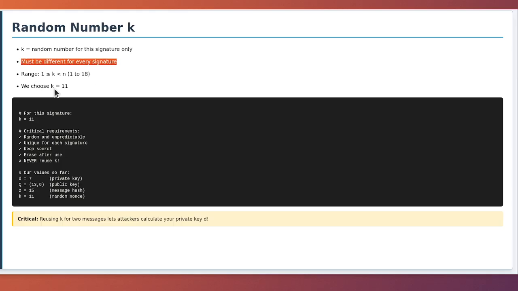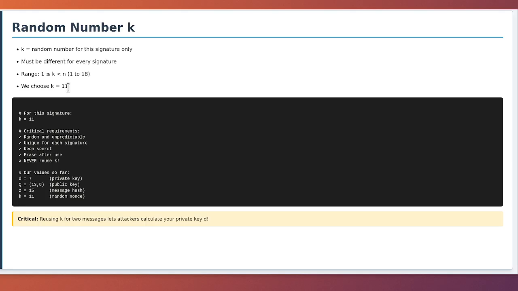Using the same K twice for two different messages is catastrophic. An attacker who sees two signatures with the same K can combine them mathematically to extract your private key D. This has happened in real systems. The PlayStation 3 used a broken random number generator that produced the same K repeatedly, allowing hackers to extract Sony's signing key. The value K must be chosen from the range 1 to n-1.